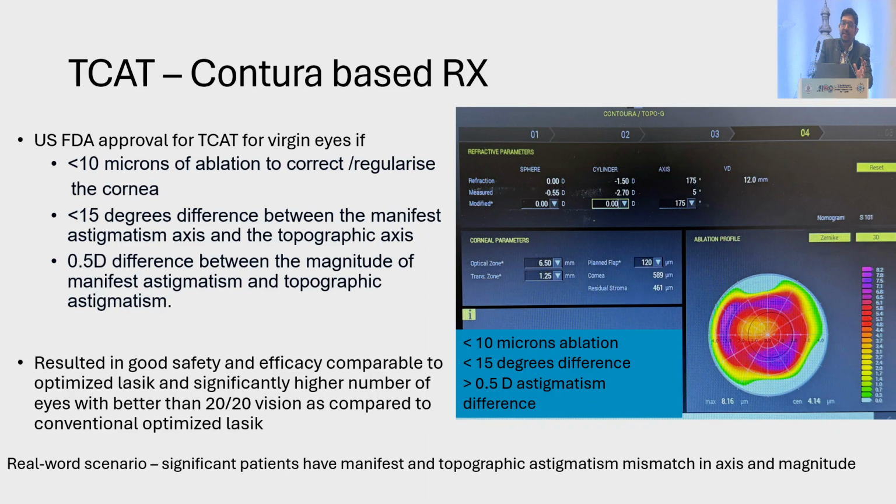So when you're looking at the virgin eyes, the FDA approval was based on certain principles: yes, you would treat it if the treatment to correct the higher order aberrations induced is removing less than 10 microns of tissue, if the difference between the topographic axis of astigmatism and the acceptance axis is less than 15 degrees, and if the difference between the magnitude of astigmatism is less than 0.5. In an ideal world, you tend to have variations, and then you're not sure whether you would want to do a topography-guided treatment or an optimized treatment, like in this example where the astigmatism magnitude is high, but the other two parameters are correct.